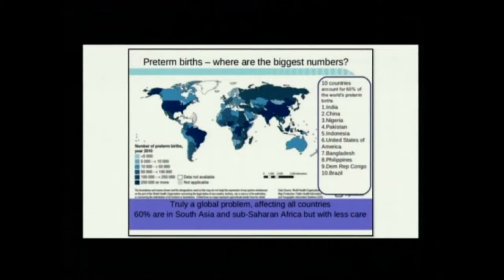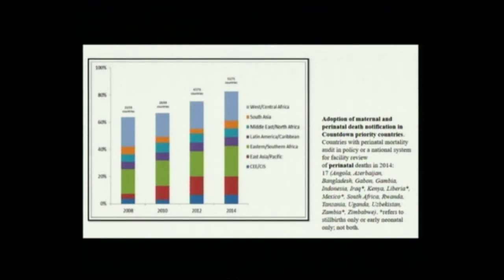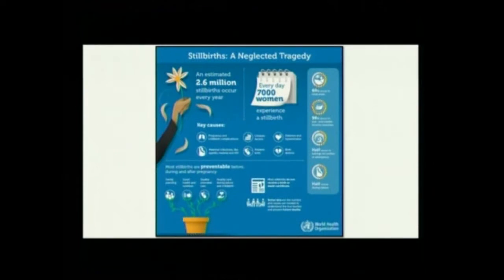So obviously, there's a lot that we can do in order to prevent stillbirths. And in order for us to know what is it that we can do right and what is it that we are not doing right, we will need to audit. And of course, if you look at all these causes of stillbirth, it's not going to vary. It is something that you and I know. And if you look into the adoption of maternal and perinatal death notification, you will find that South Asia, from 2008 to 2014, we have hardly improved compared to other parts. That means there's still a lot of work that we can do. And this is definitely a neglected tragedy.